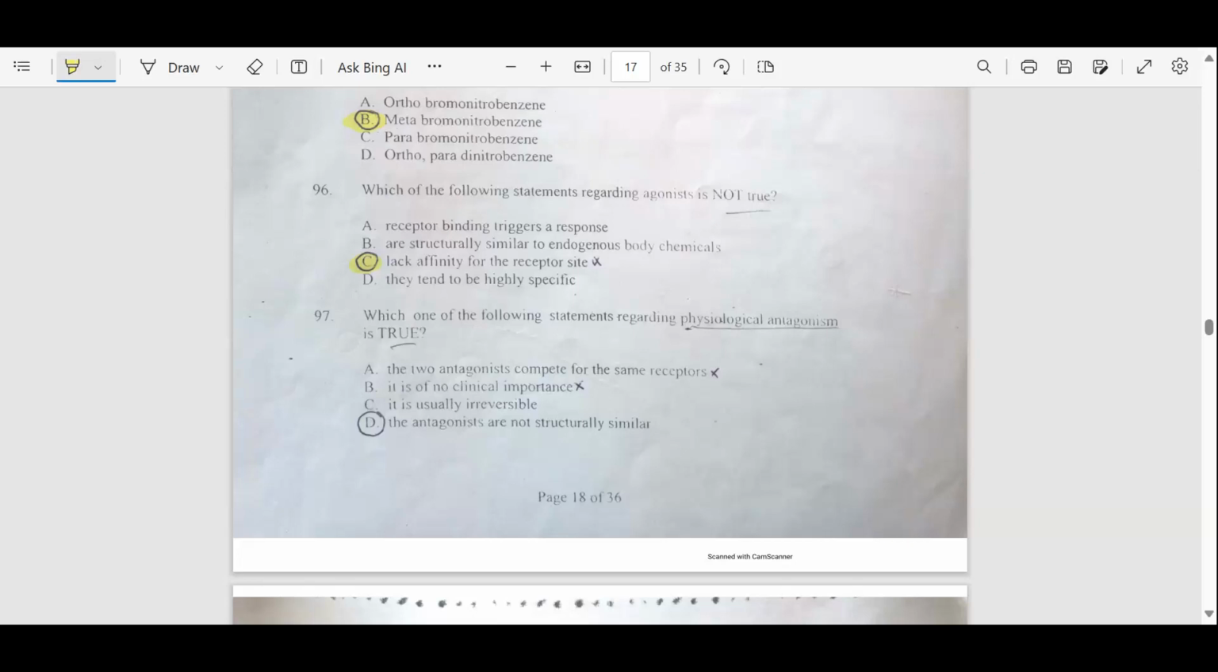So number 97, which of the following statements regarding physiological antagonism is true? Choice A says the two antagonists compete for the same receptors. Choice B, it is of no clinical importance. Choice C, it is usually irreversible. And choice D, the antagonists are not structurally similar. So which statement is true about physiological antagonism?